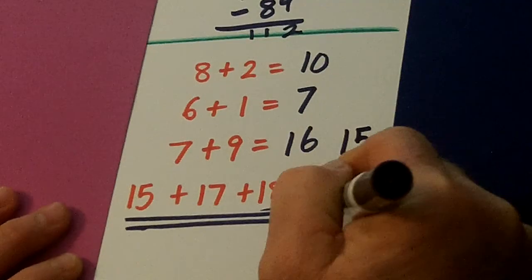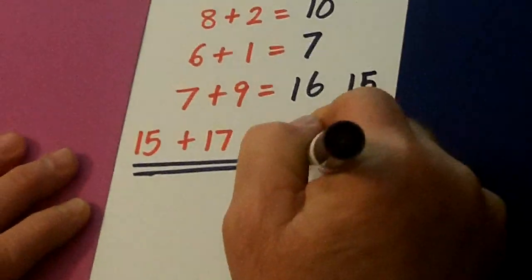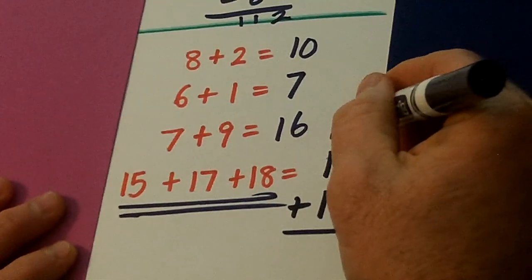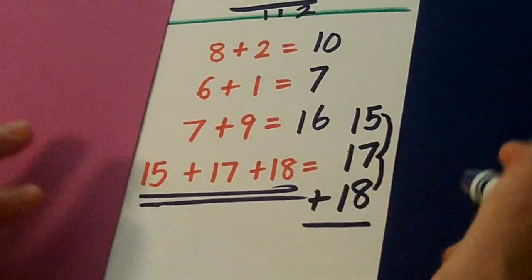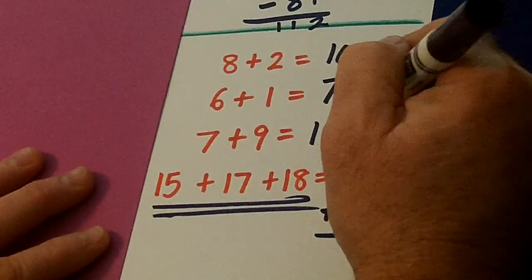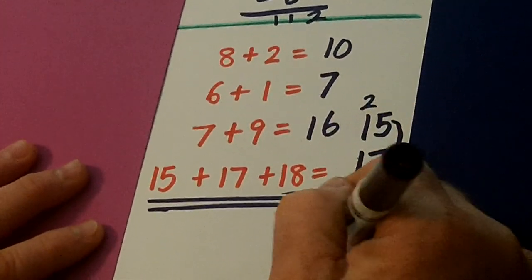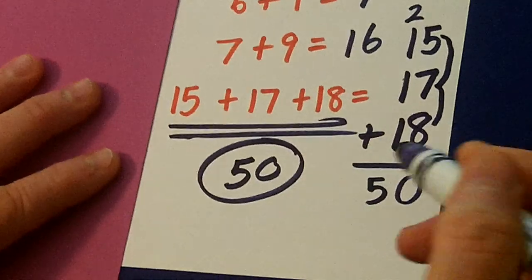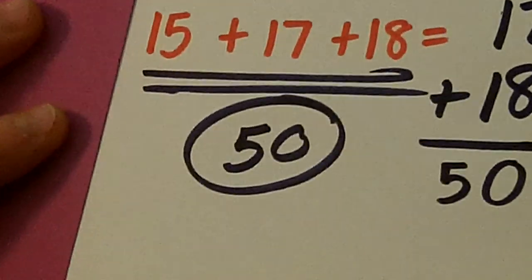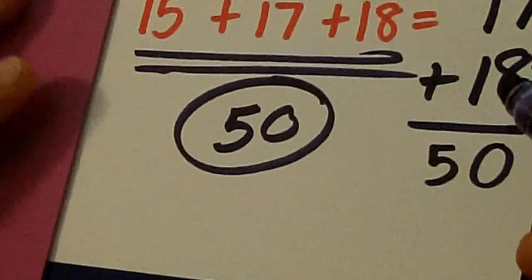5 and 7 is 12. 12 and 8 is, oh, I might even count on my fingers. Ooh, sounds like 20. Carry the 2. 50. Okay, so the answer is 50. We don't give up and we don't guess. Another key skill for equations.